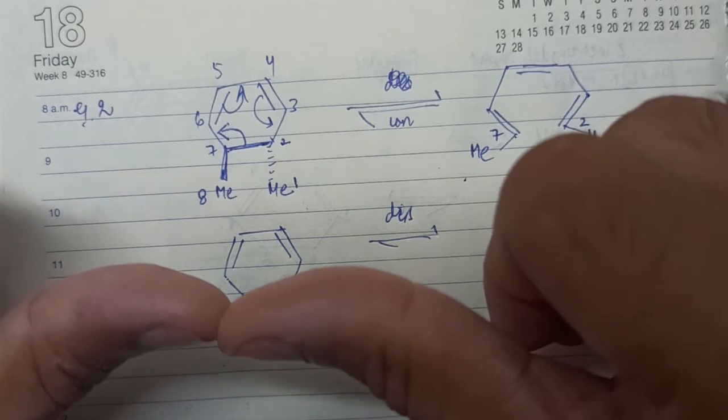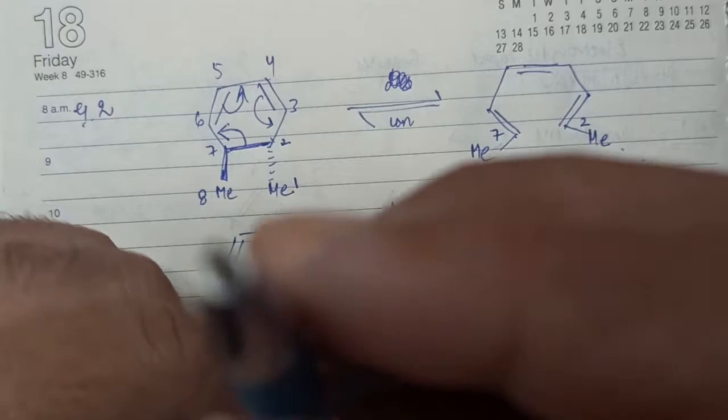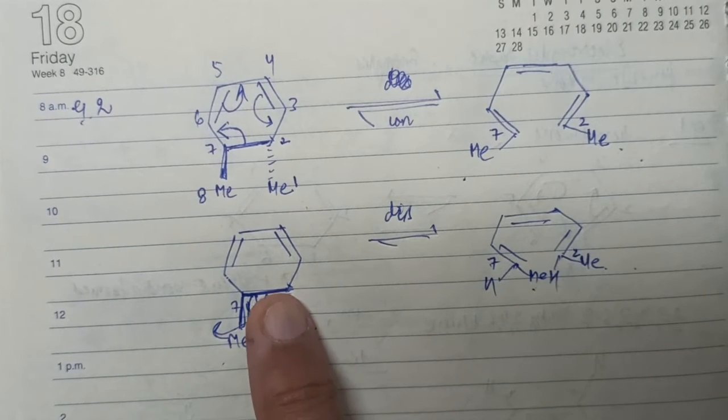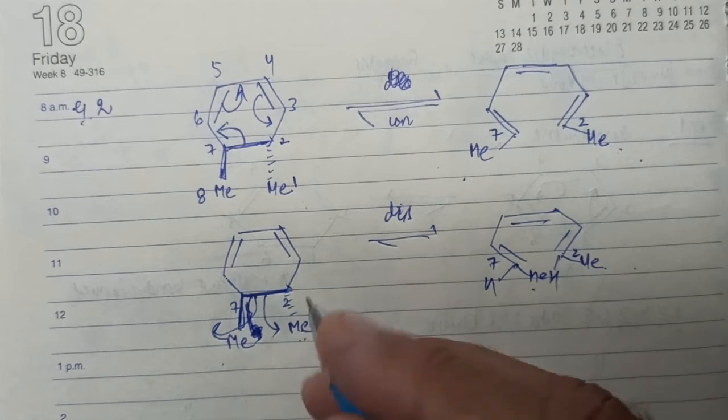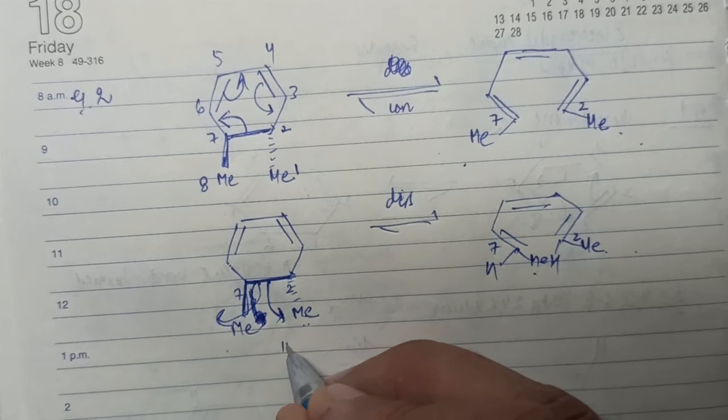This is the sigma bond. Keep your hands like this. The methyl is below the plane. Since it is below the plane, if these lobes move in this direction, or if you're not clear with this, let me draw it in this fashion also.